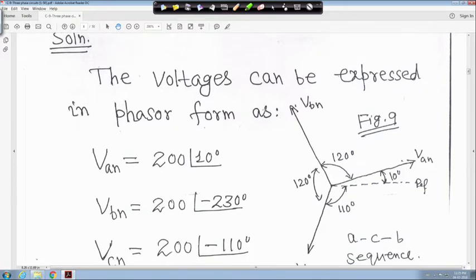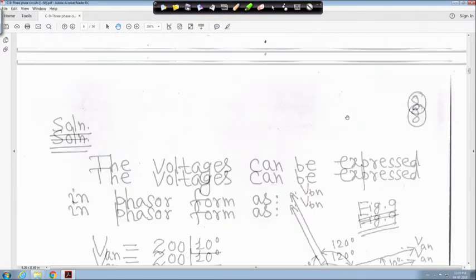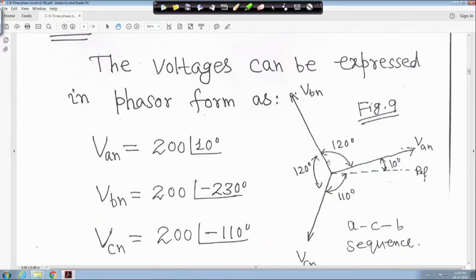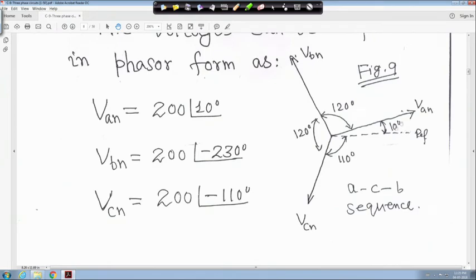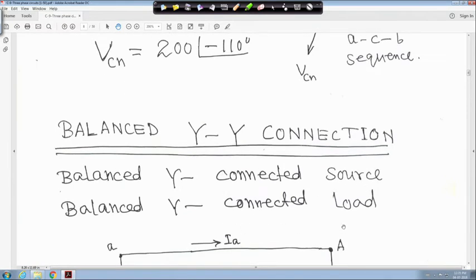So this phase sequence is your ACB sequence, right. Whenever, apart from 0, 120, it is given like this, you take a reference, and after that you please draw the phasor diagram, then you will get this. This is ACB sequence.